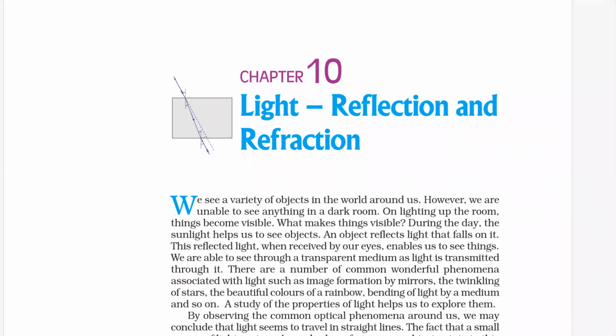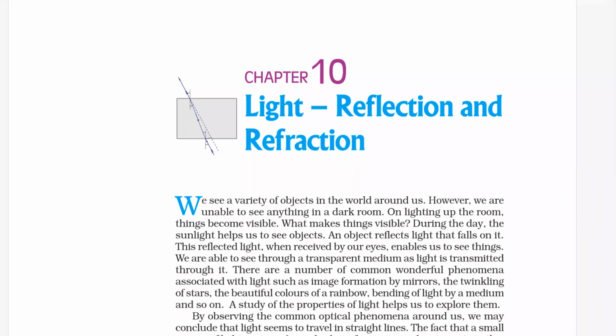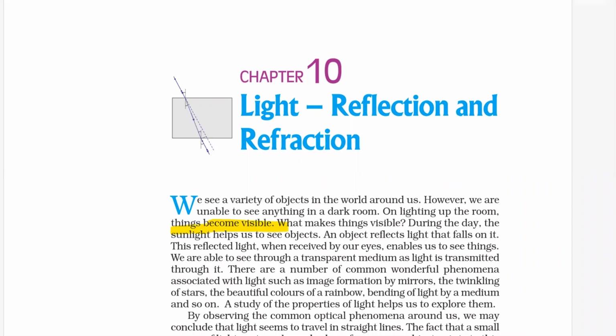Chapter 10, Light. We see a variety of objects in the world around us. However, we are unable to see anything in a dark room. On lighting up the room, things become visible. So what makes things visible?